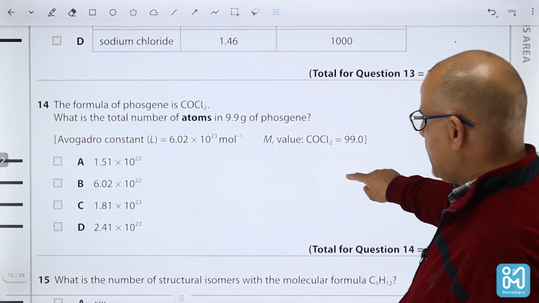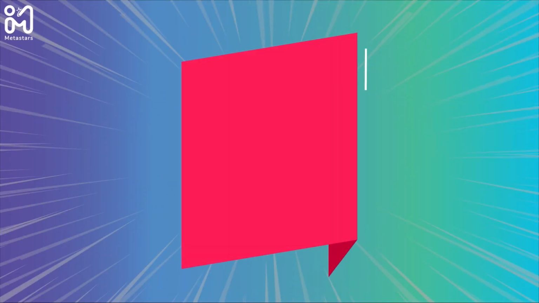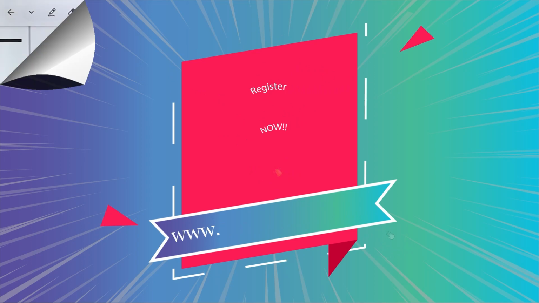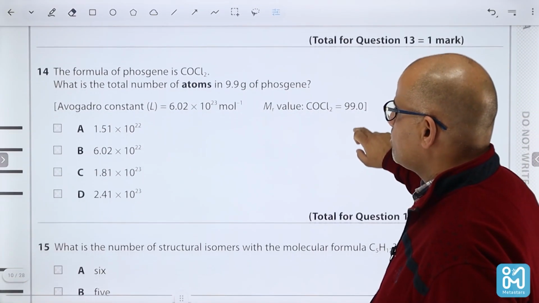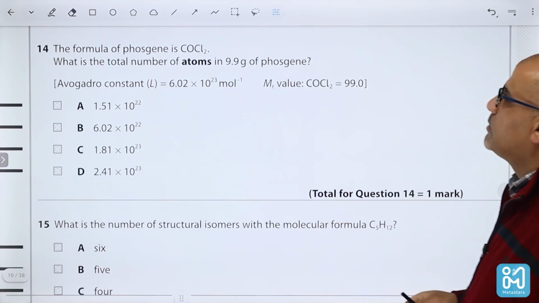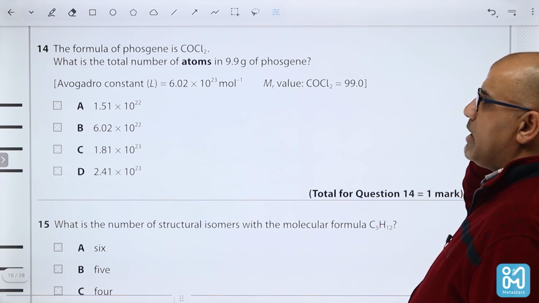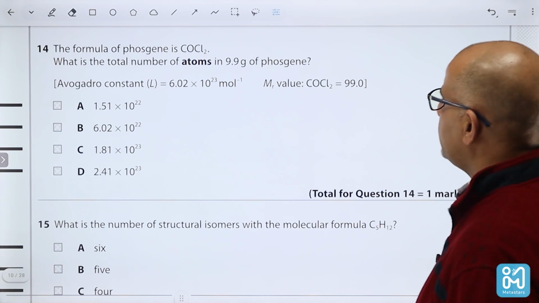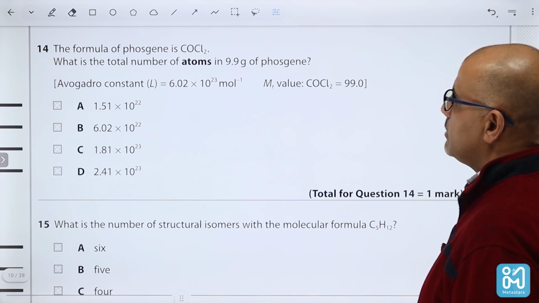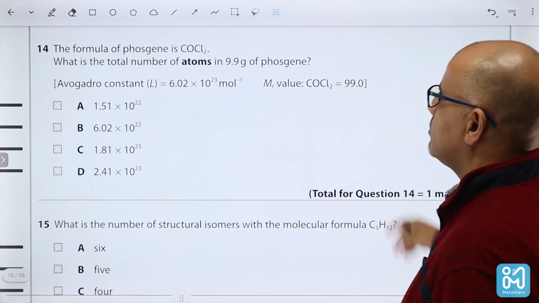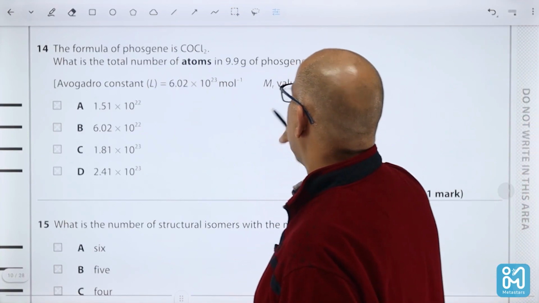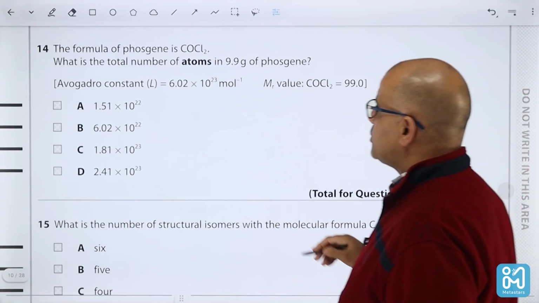For question 14, the formula of phosgene is COCl2. What's the total number of atoms in 9.9 grams of phosgene? The Avogadro's constant is given. Now, you will find the total number of atoms in 9.9 grams of phosgene.